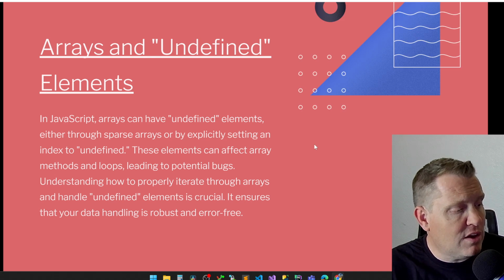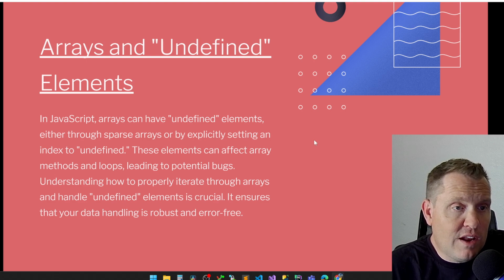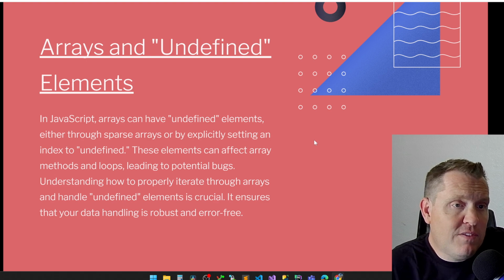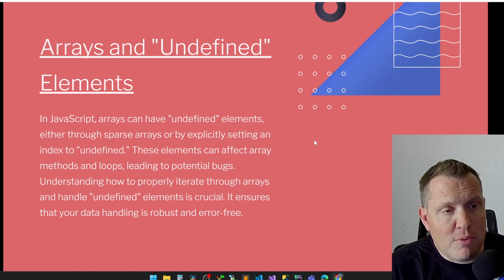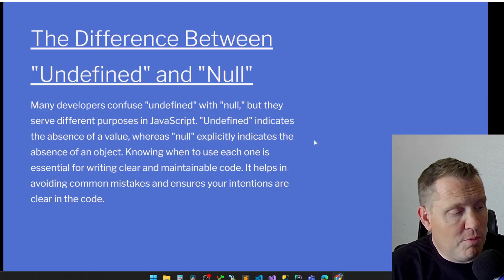Now, with arrays and undefined elements, this can get tricky. In JavaScript, arrays can have undefined elements either through sparse arrays or by explicitly setting an index to undefined. These elements can affect array methods and loops, leading to potential bugs. Understanding how to properly iterate through arrays and handle undefined elements is crucial, so it ensures that your data handling is robust and error-free.